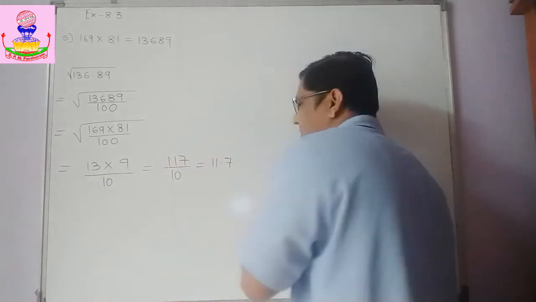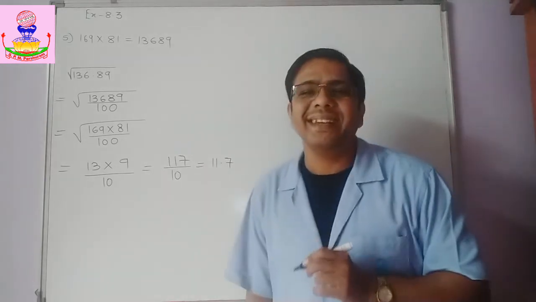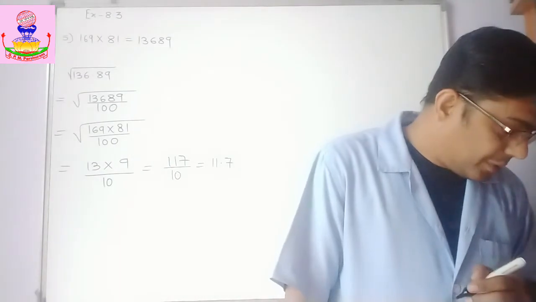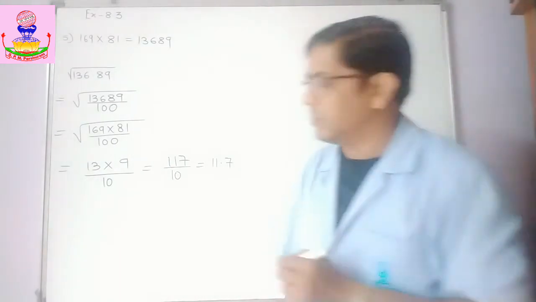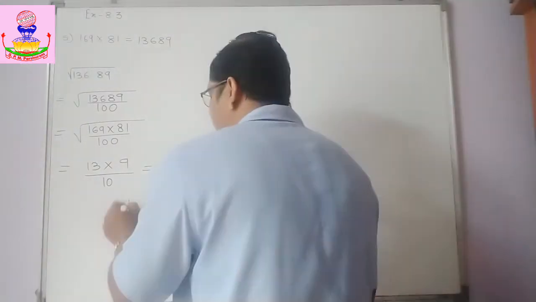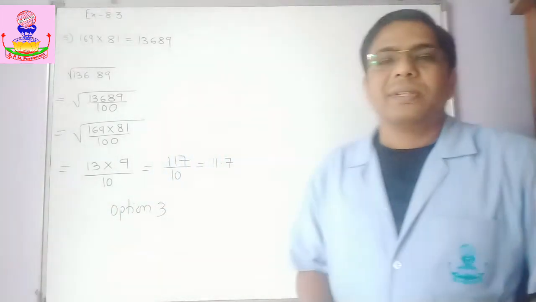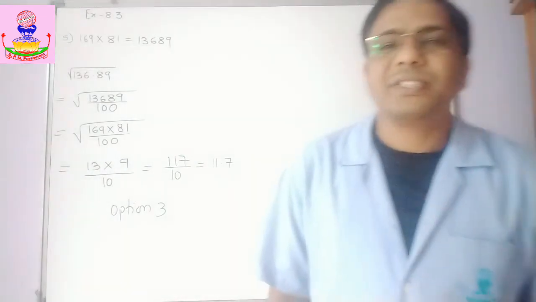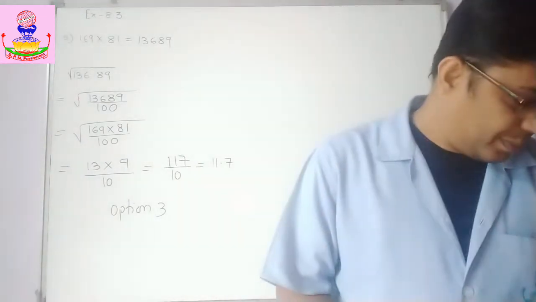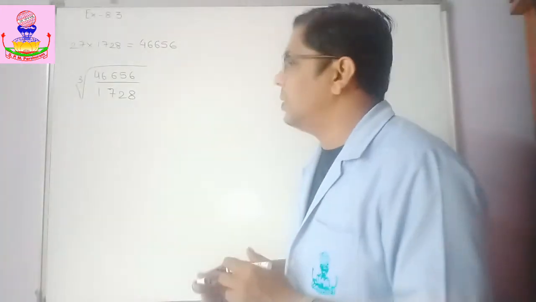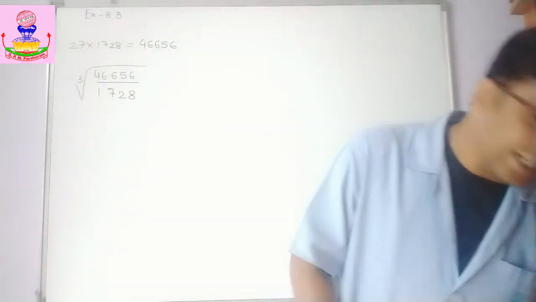So 11.7. Decimal point after 1 digit again. And so option number 3, 11.7. I hope you have understood. So let's move to the next example. So this is the last example.